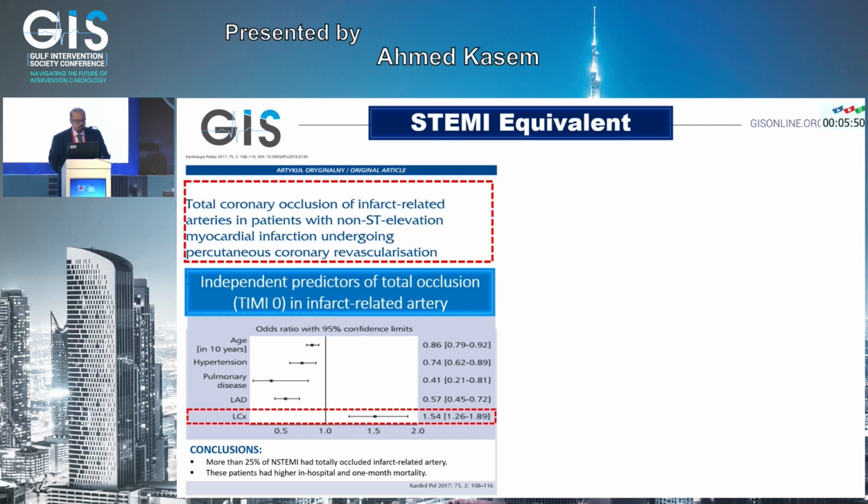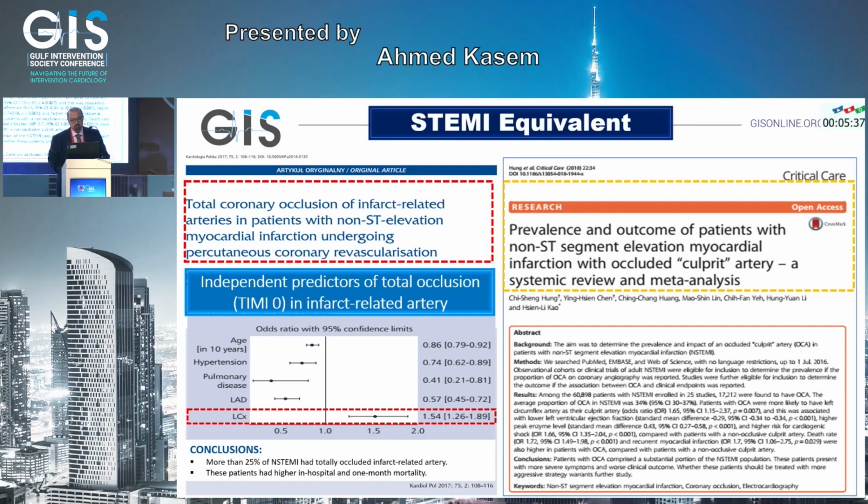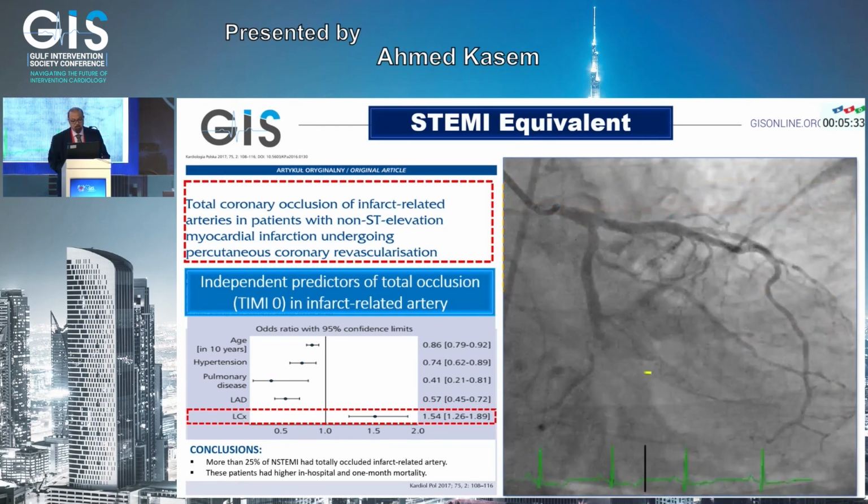In this study, they found that more than 25% of patients with non-STEMI have total occlusion of the artery, and of course, this presentation has a higher impact on mortality and poor outcomes. This also matched with another meta-analysis and systematic review with the same data findings as our patient.